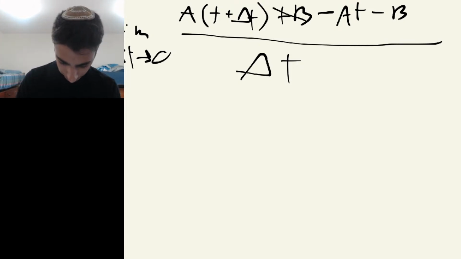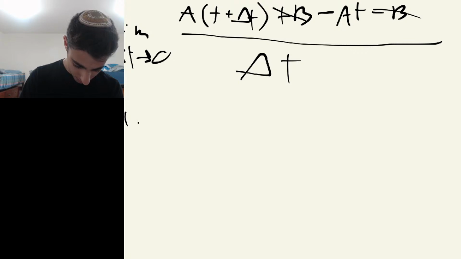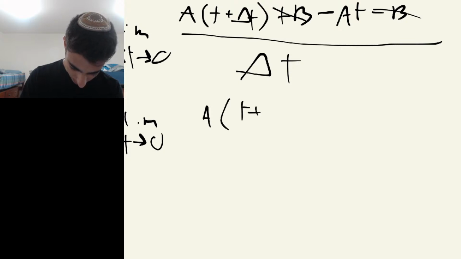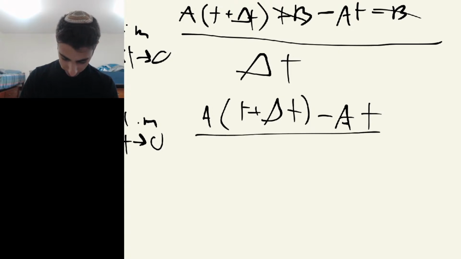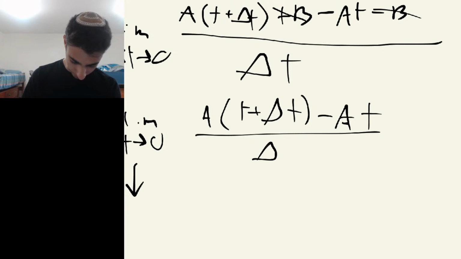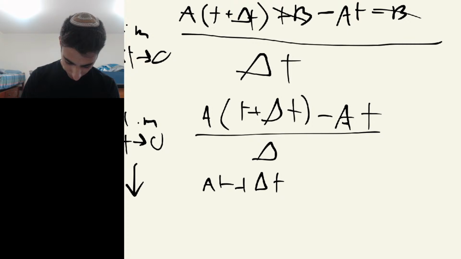So first of all, notice that the b's will cancel again. B's cancel. Wonderful. We could take an a, so we'll be left with the limit as delta t approaches 0 of a times t plus delta t minus a times t over delta t. So we could distribute the a, and just imagine I'm putting the limit down here again, a t plus delta t minus a t.